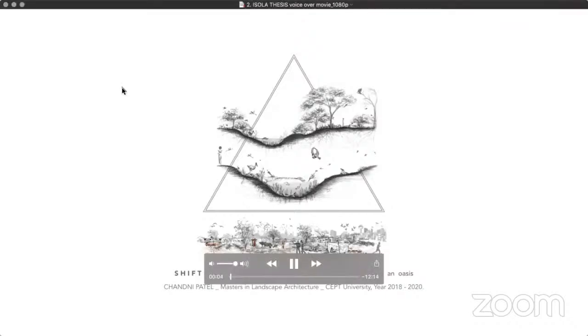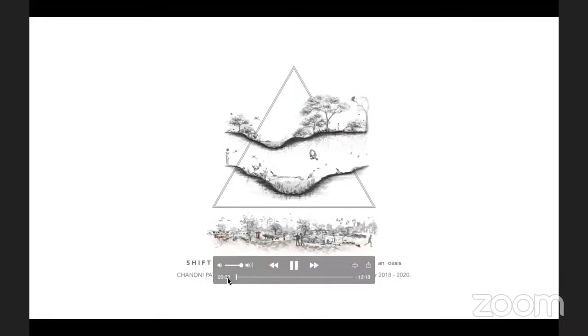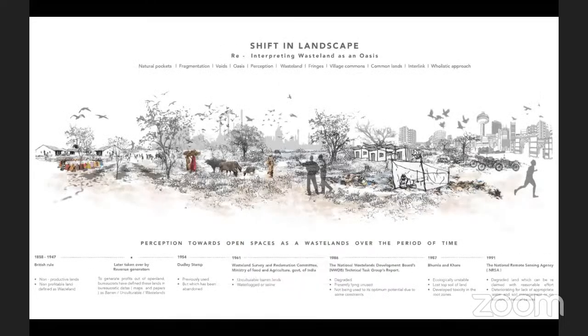A shift in landscape. Reinterpreting wastelands as an oasis. Do wastelands exist? India is a land of paradoxes where a shift in landscape derives voids between people and landscape.